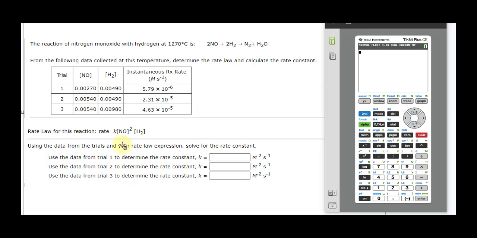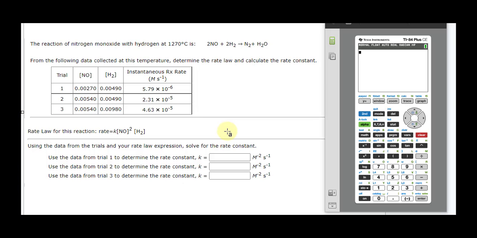Well, if you've gotten this far on the problem, you've got the rate law expression. You know the rate is equal to a constant, that better be the same, times the concentration of the NO squared, important, times the concentration of the hydrogen. And we're trying to find now the rate constant for this.